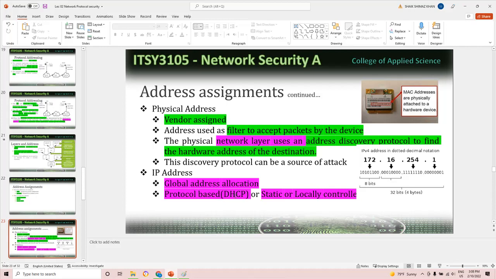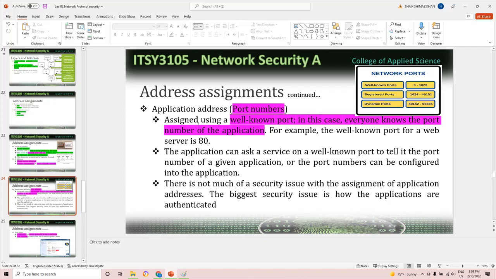Or sometimes you want to set up a local network with two or three computers, and you want to configure the IP address manually. That is called static configuration. Next one is how application systems are identified in a system. Many network-based applications would be running. How to identify them? Using a port number. Clear? So the port numbers, please understand.